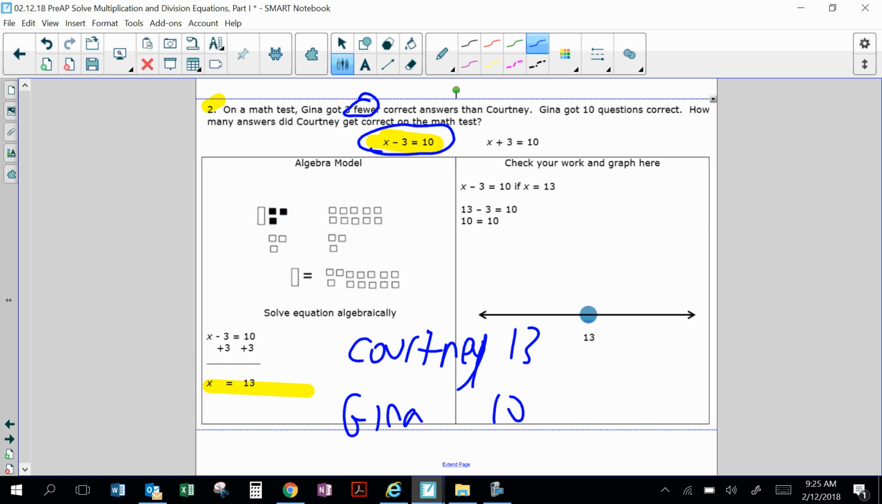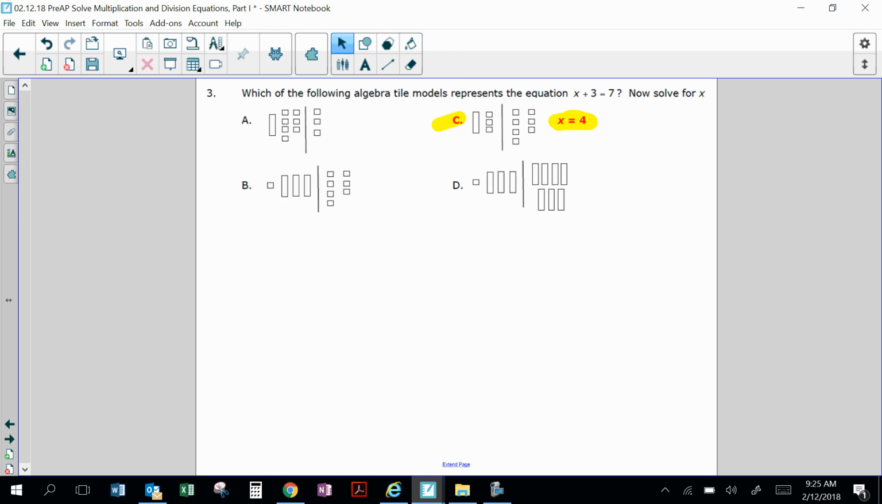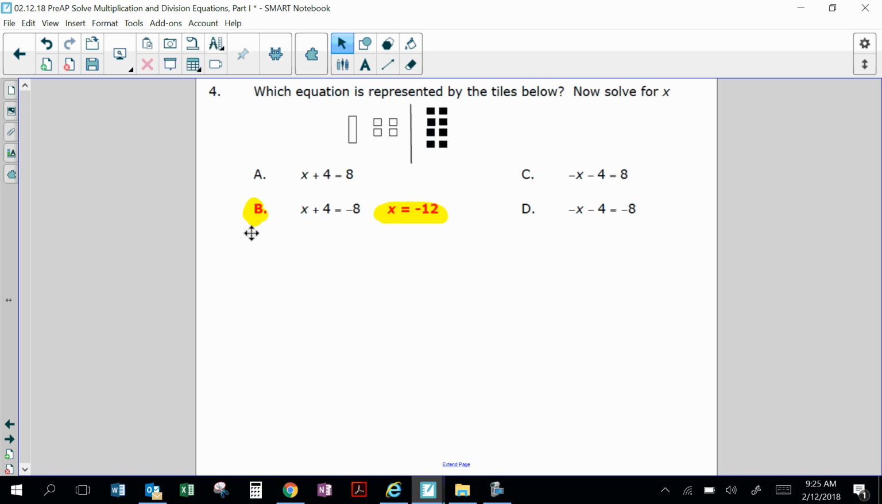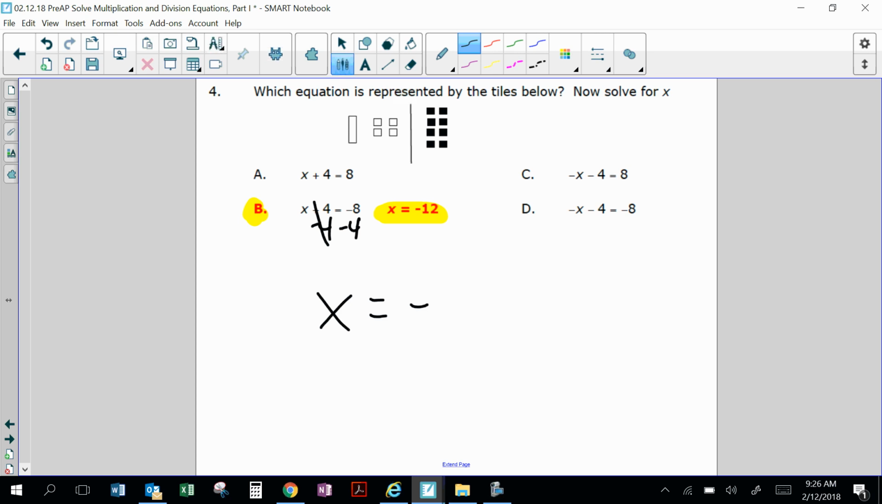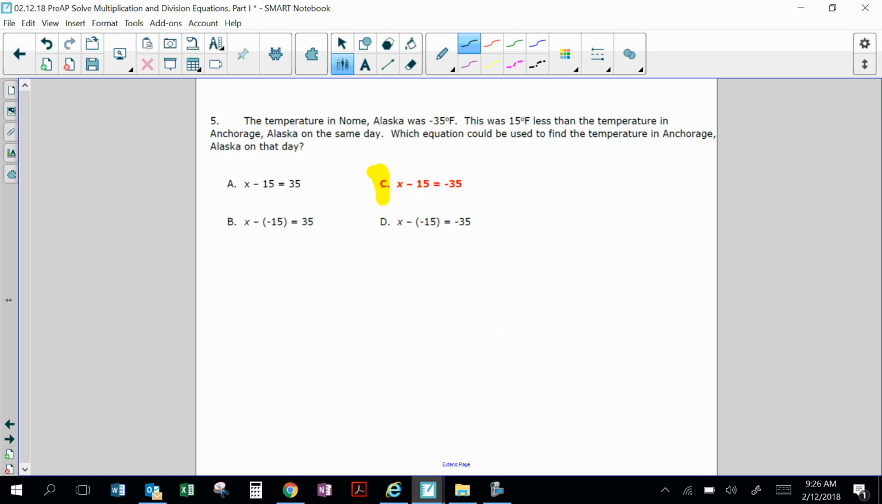Number 3, the answer to number 3 in your homework is C. If you solve this, subtract 4 from both sides, x equals 4. Number 4, the answer is B. If I subtract 4 from both sides, let's cancel, x equals -12. Number 5, the answer is C, because we are doing less than, which means subtract, 15 less than.